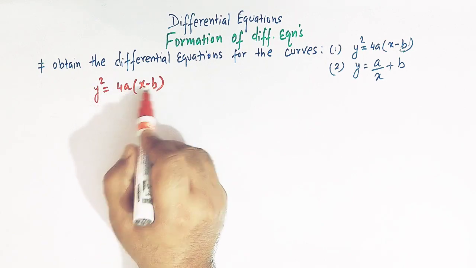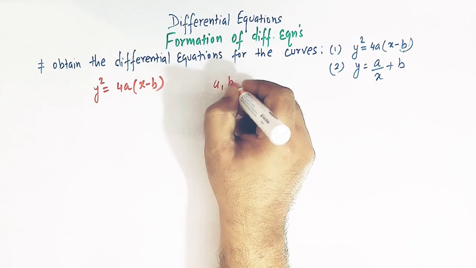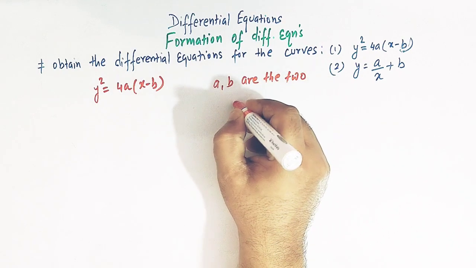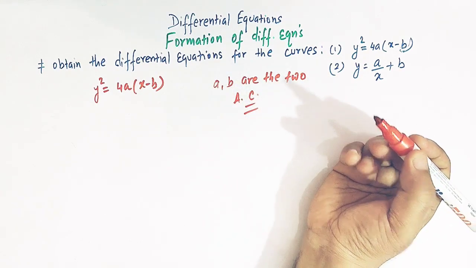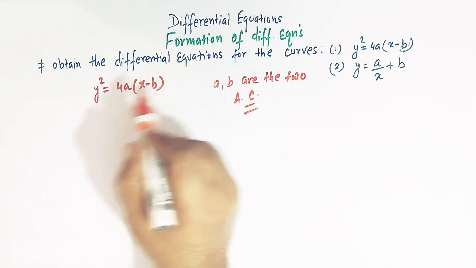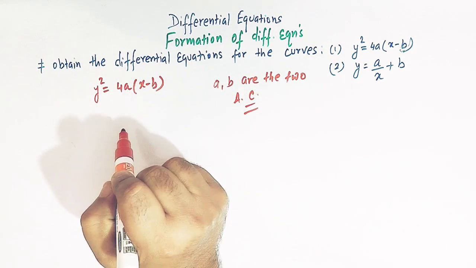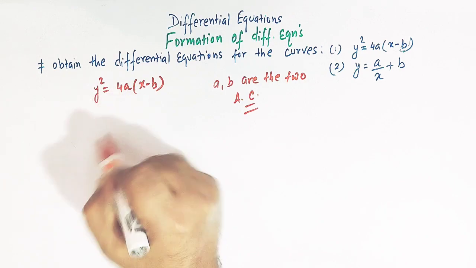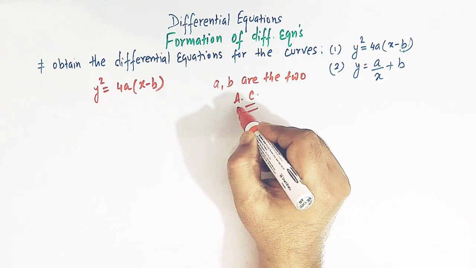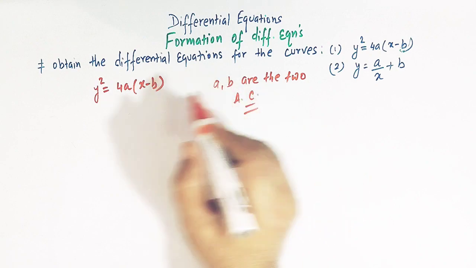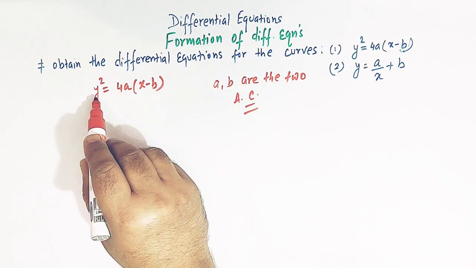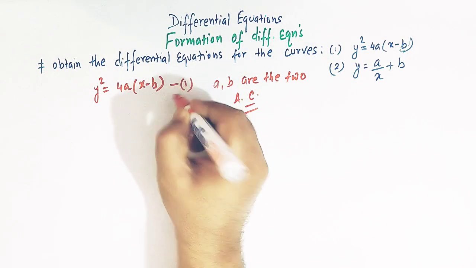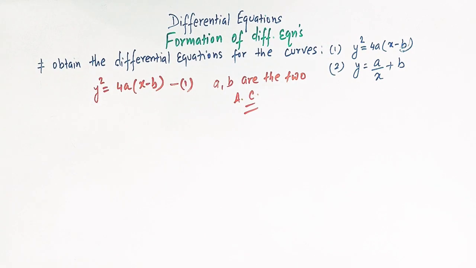Here we have two constants, a and b, which are the two arbitrary constants. Once we have counted the number of arbitrary constants, we differentiate the equation that many times. Here we have two arbitrary constants, so we'll differentiate this equation two times. We can write this as equation number 1.